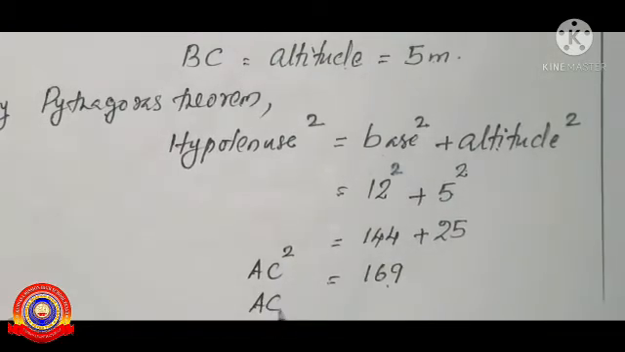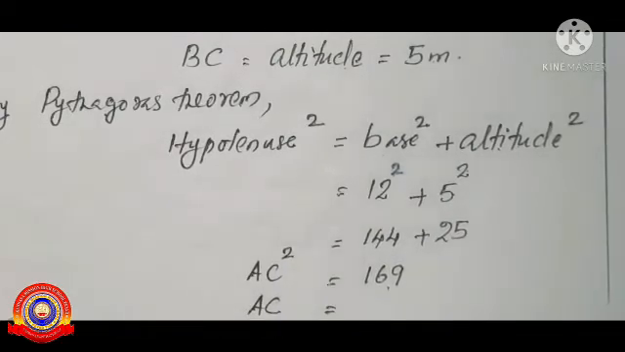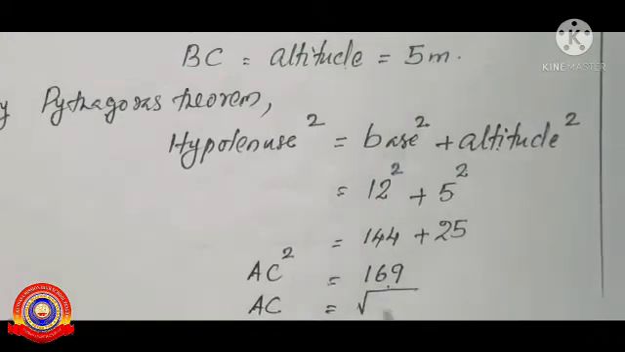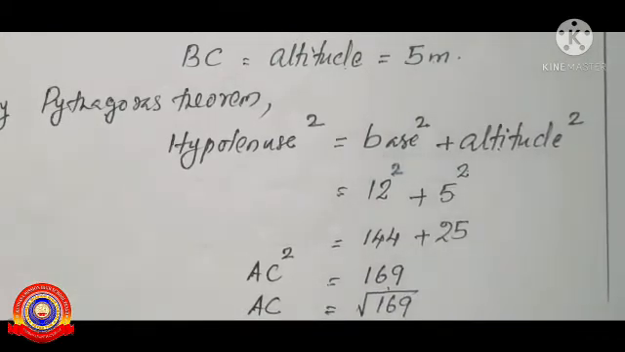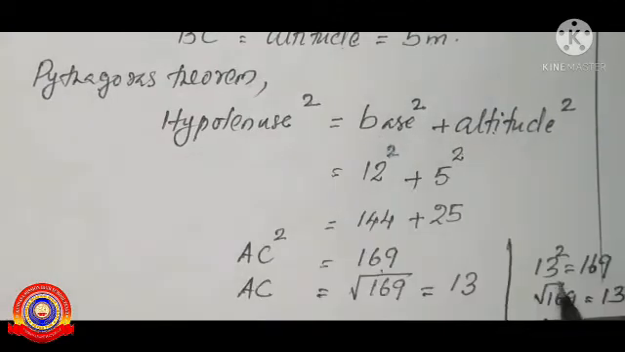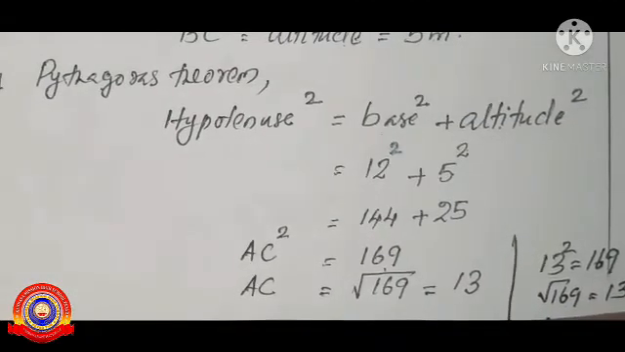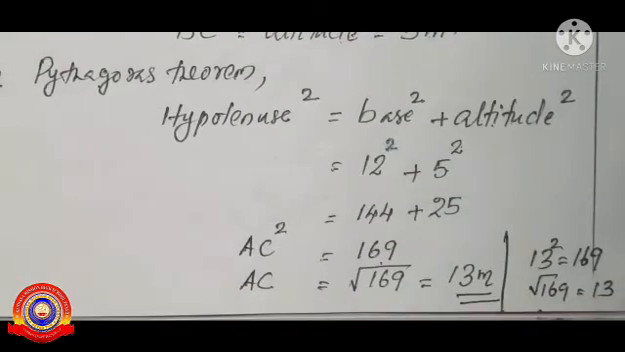Then AC equal to square root of 169, which is equal to 13. Because 13 square is equal to 169. Then square root of 169 is equal to 13. So the diagonal of the given figure AC equal to 13 meter.